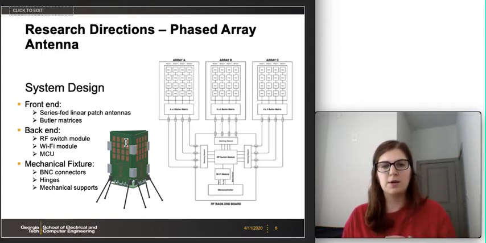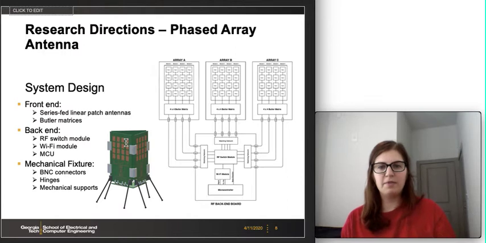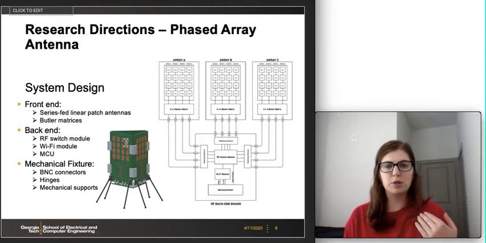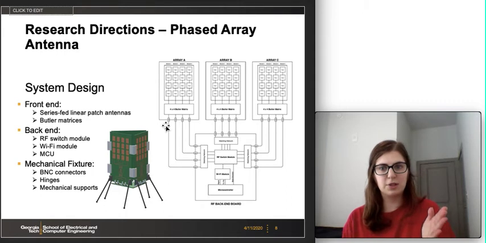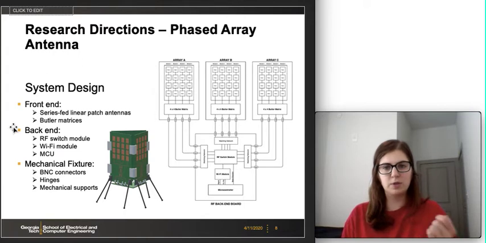And there's an RF switch module and a microcontroller that has a Wi-Fi module on it. The Wi-Fi module is listening for pings from, say, an astronaut suit, and then the microcontroller changes the input of the Butler matrix to tell it to steer in that direction so that it's able to communicate with the astronaut and shift the lobe towards that direction.